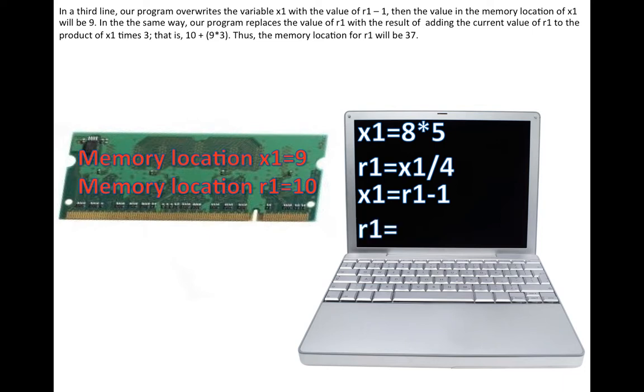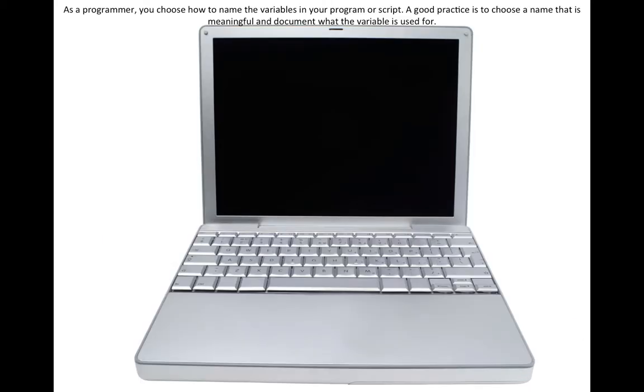In the same way, our program replaces the value of r1 with the result of adding the current value of r1 to the product of x1 times 3. That is 10 plus 9 times 3. Thus, the memory location for r1 will be 37. As a programmer, you choose how to name the variables in your program or script. A good practice is to choose a name that is meaningful and document what the variable is used for.